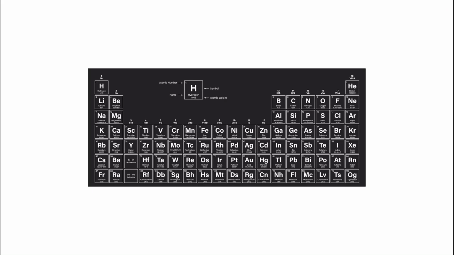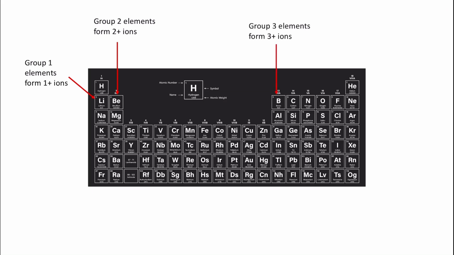When you look at the periodic table, you can predict what type of ion the different elements will form. Group 1 elements all have one electron in their outer shell. So all group 1 elements, which are metals, tend to lose one electron to give you 1+ ions. Group 2 elements all have 2 electrons in their outer shell, and they lose these 2 electrons to give you 2+ ions.